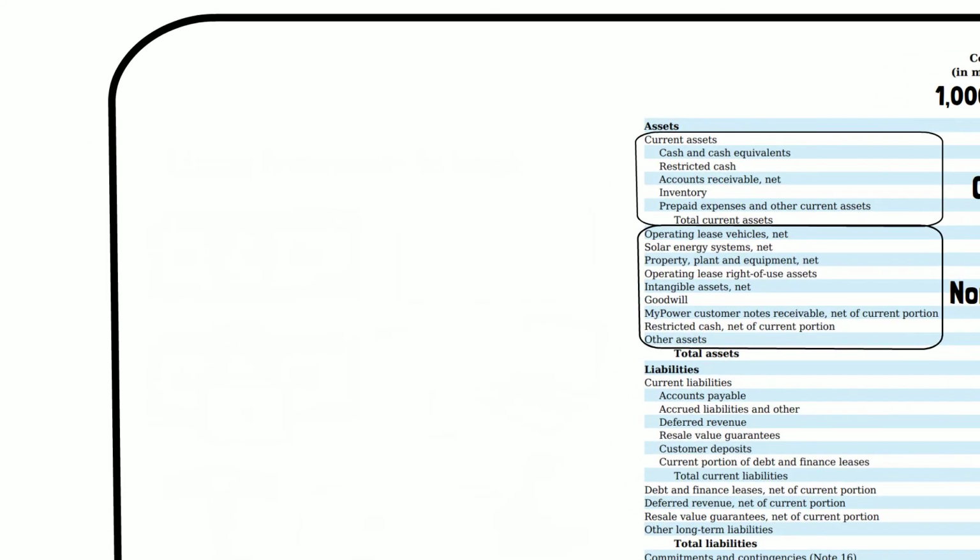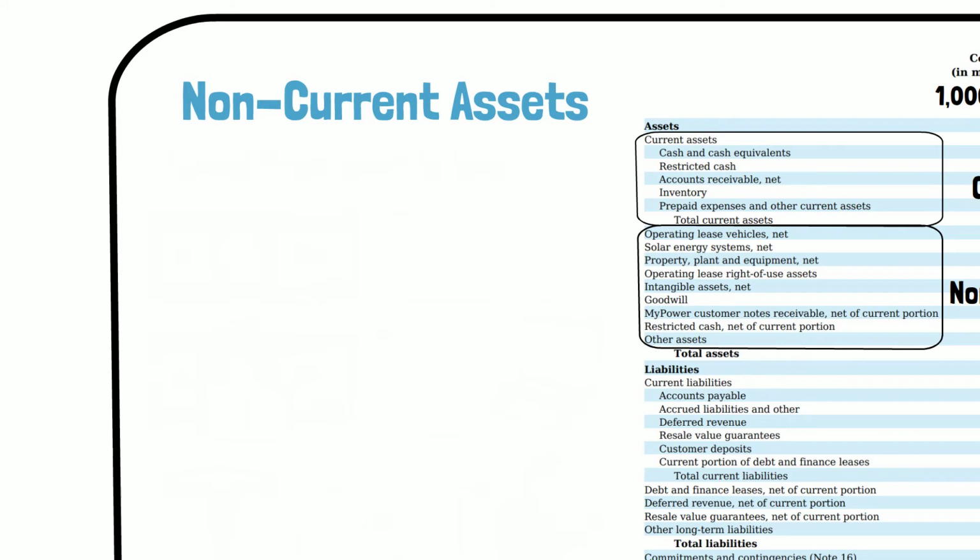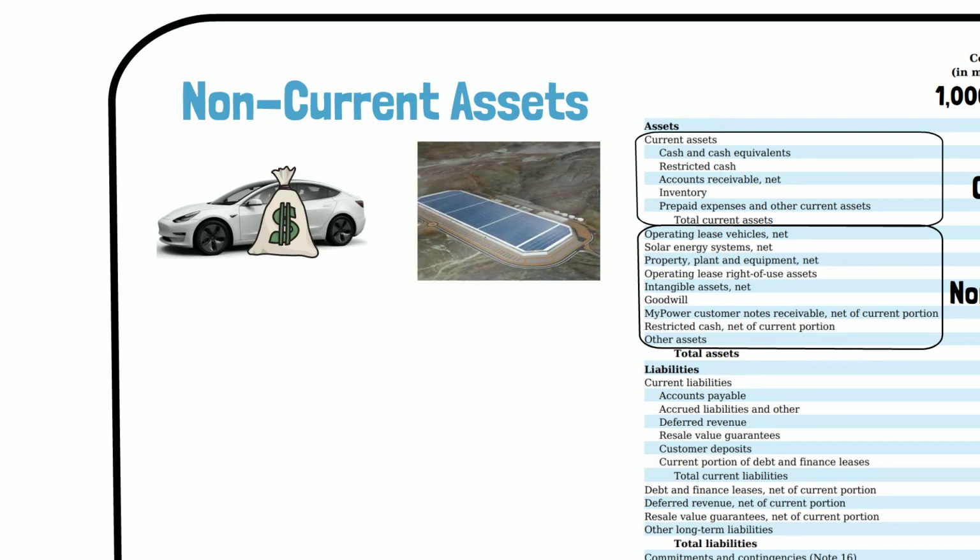The next part of Tesla's assets is non-current assets. The non-current assets will probably not be used up or sold within the year. The first non-current asset is called operating lease vehicles. Tesla leases some of their cars, so this number represents the estimate of the car's value after the customer's lease is finished. The solar energy systems are the solar panels Tesla leases to customers for their properties.